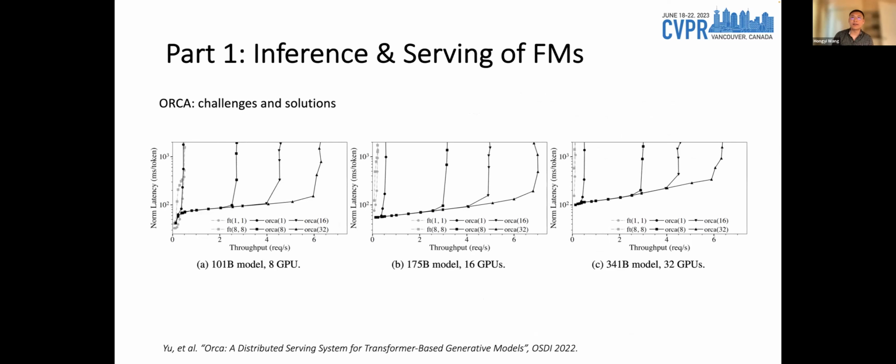In the experiments, with up to a 300 billion parameter model on a larger cluster, Orca achieves much better throughput at the same latency level, decoding many more tokens compared to FT, which here is FasterTransformer from NVIDIA.